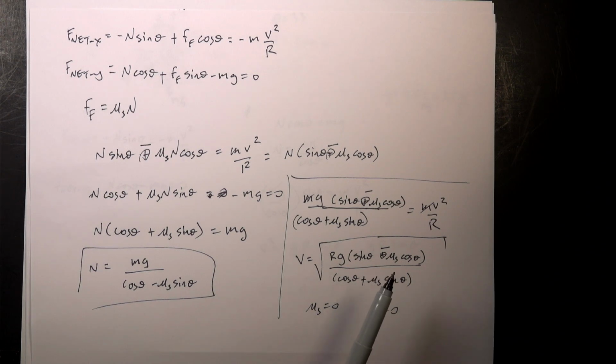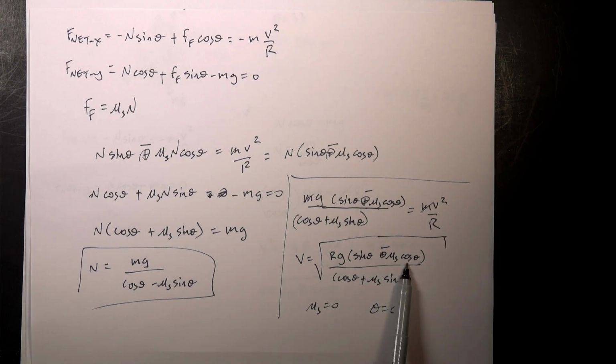Okay, now you can see what happens. That is possible, and I think I know what's going to happen, is that this sine theta minus mu s cosine theta is actually going to be a negative number, and you're going to get an imaginary number, which means you could be stopped and stay there. Okay, but let's just calculate that real quick.